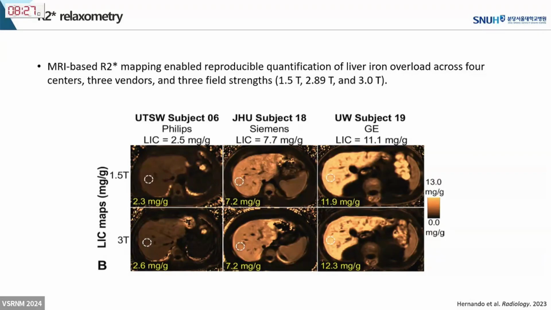Recent studies have shown that MRI-based R2 star mapping enables the reproducible quantification of liver iron overload across 4 centers, 3 vendors, and 3 field strengths. On the basis of the available literature and the collective expertise of this consensus panel, confounder-corrected R2 star based liver iron concentration is the most practical method with the strongest level of evidence for accurate and reproducible quantification of liver iron concentration.